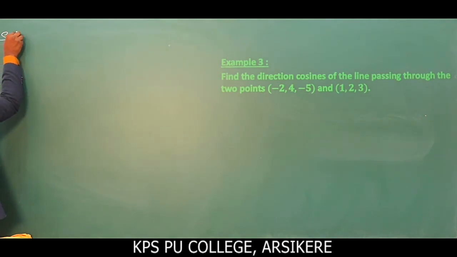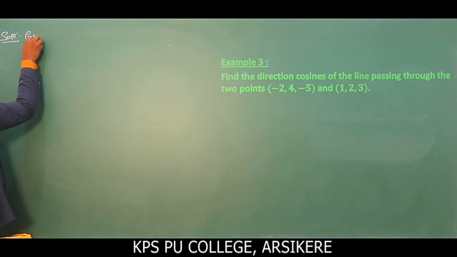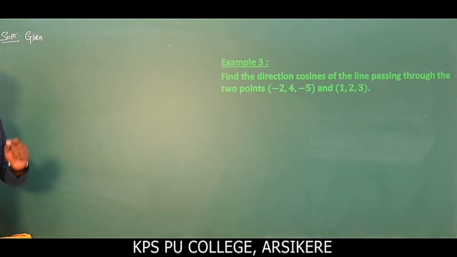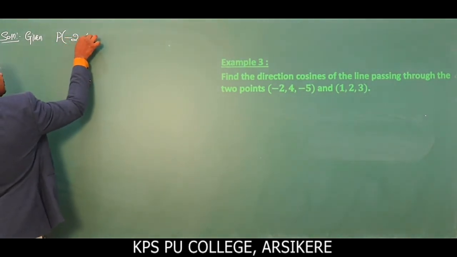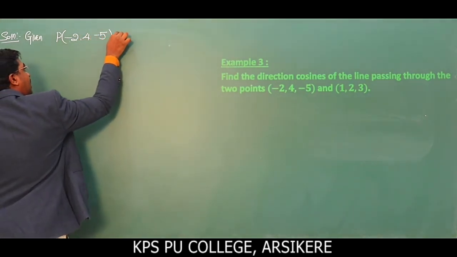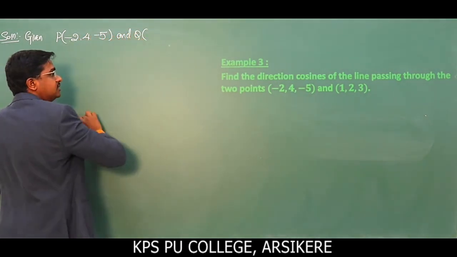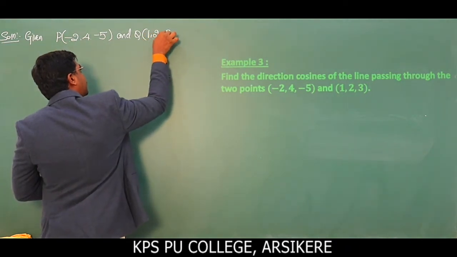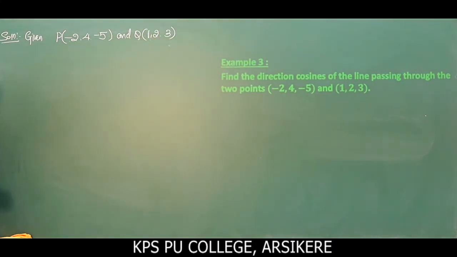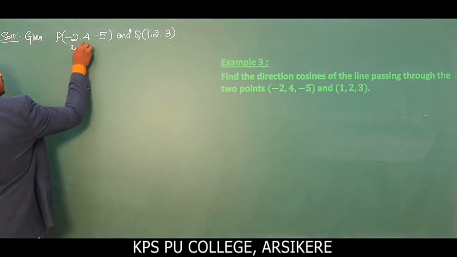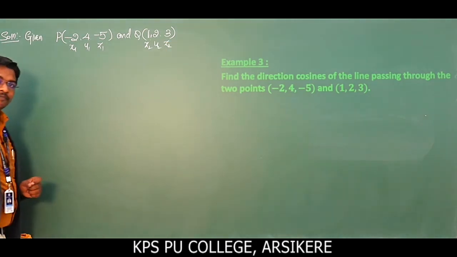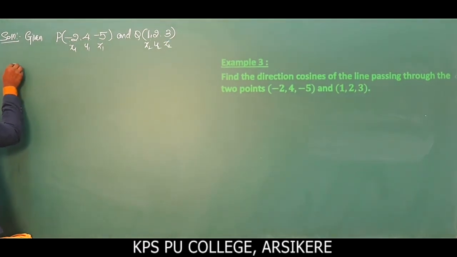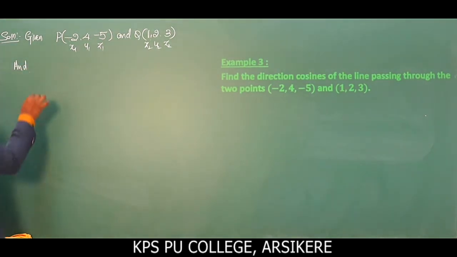Solution. Given, we take the given points as P and Q. So what is the point P here? The first point is -2, 4, -5, and what is Q here? Q is 1, 2, 3. Okay. So take this as x1, y1, z1, and here x2, y2, z2. And first find PQ, the distance between the 2 points.